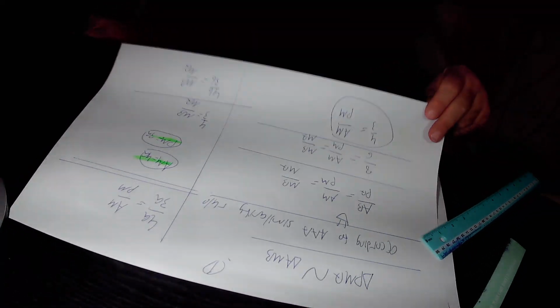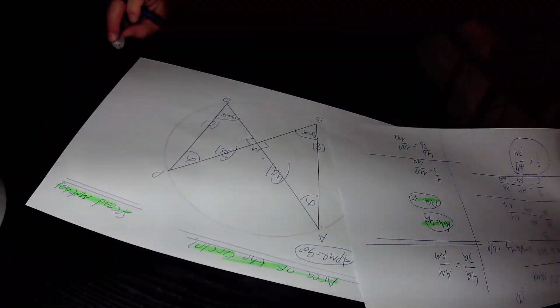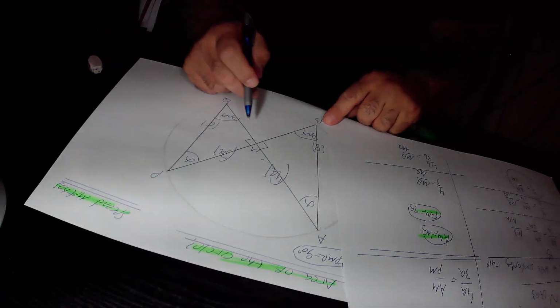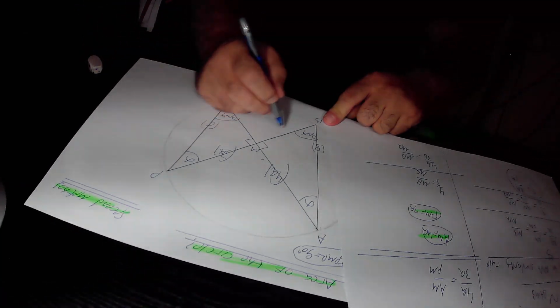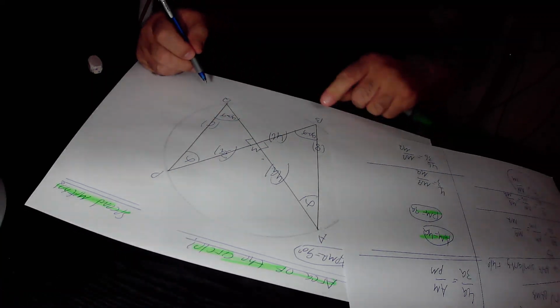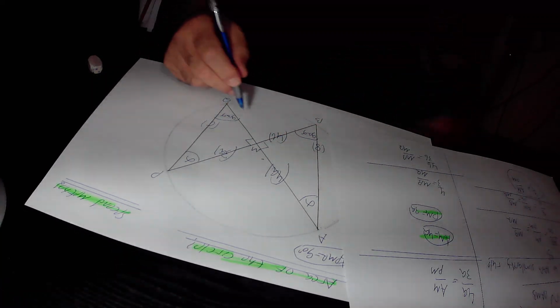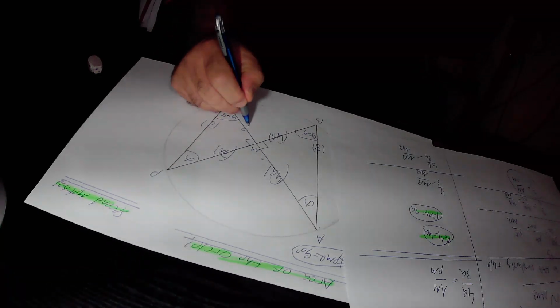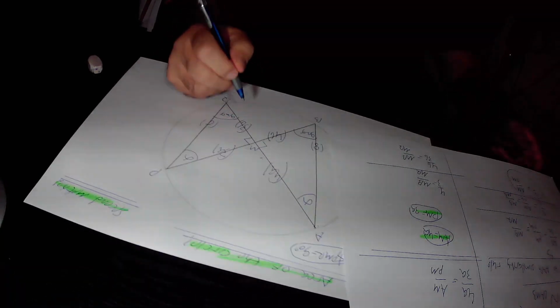So MB equals 4B. This is line segment MB, this equals 4B. MQ equals 3B. This is line segment MQ, this equals 3B.